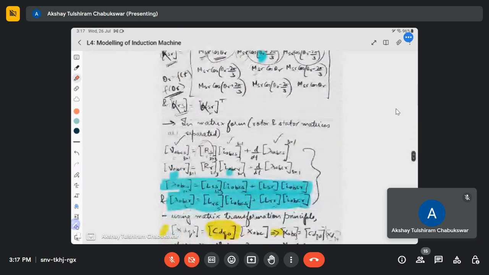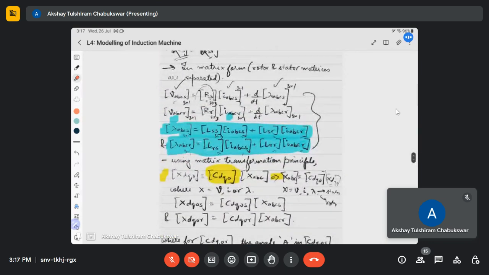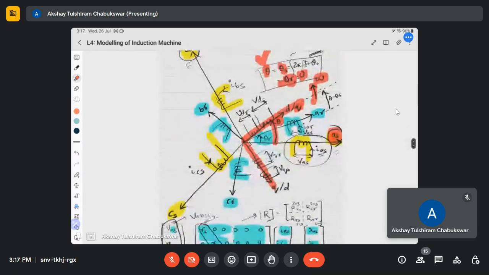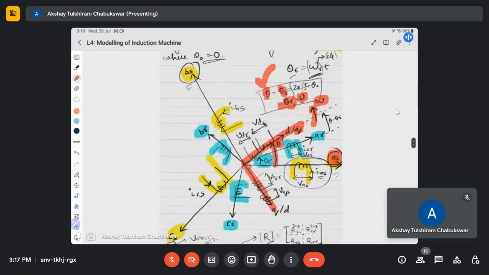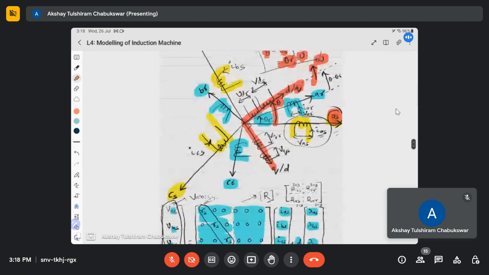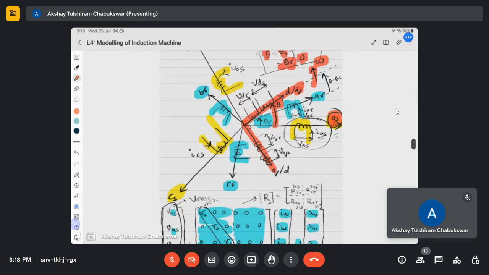What we did in the last lecture, we saw how to transform an ABC quantity to DQ using matrix transformation. How did we do it? We did it by taking the projection. You project the AS axis on the D axis, AR axis on the D axis, BS and BR on the D and Q axes, and CS and CR on the D and Q axes.